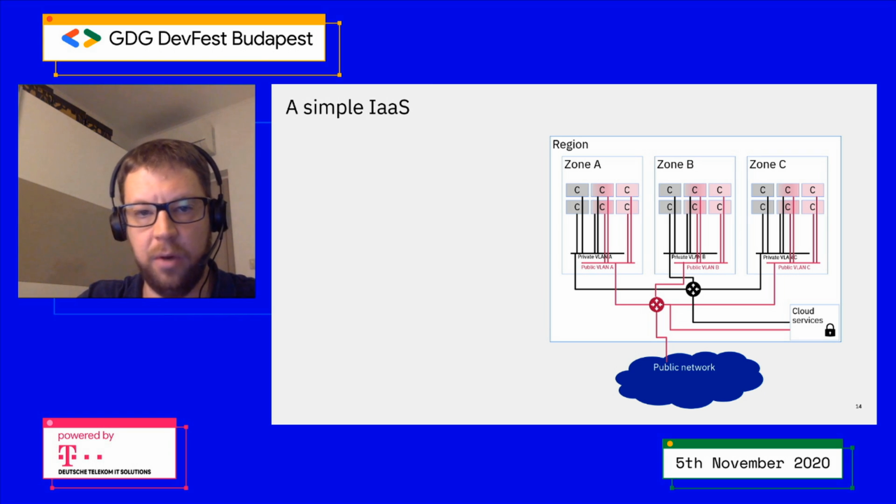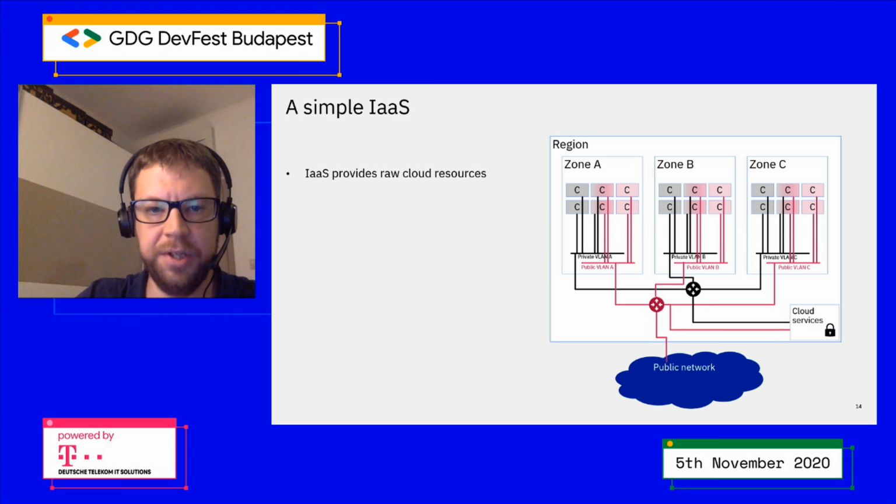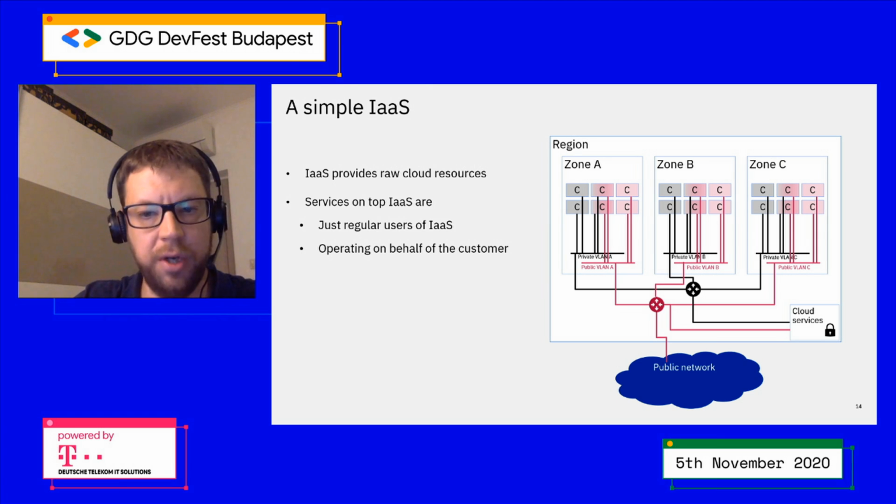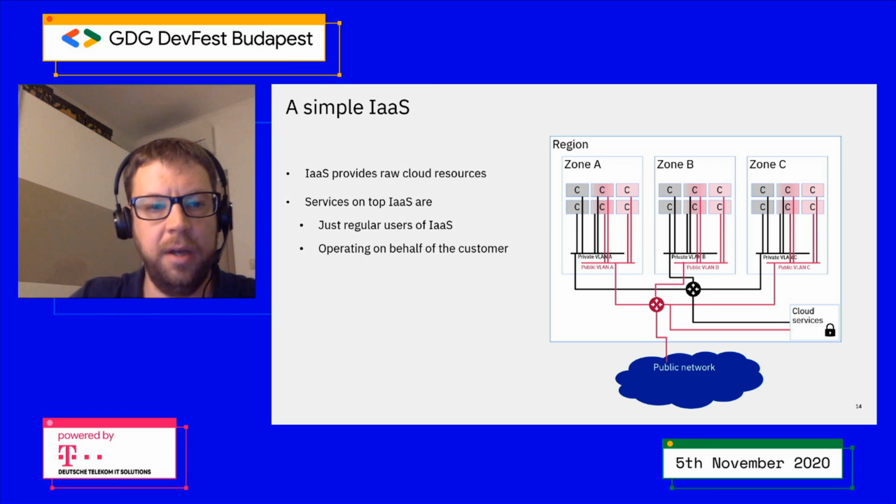Okay, after having proper connectivity in place, you can deploy any kind of compute resources to these compute zones, whether virtual machines or bare metal instances. So this is a very simple infrastructure as a service. It provides raw, understandable, low-level cloud resources, and usually the cloud services on top of this are really just regular users of this IaaS. Those are operating on top of the same APIs as the user would use, which means the user is able to inspect anything which is deployed on his behalf after, for example, he purchases a Kubernetes cluster.